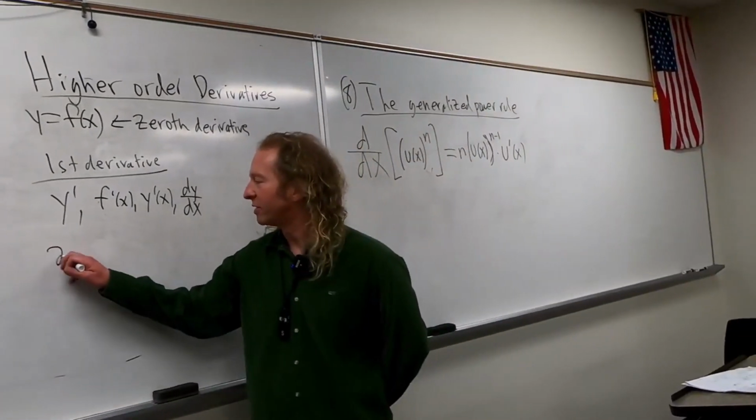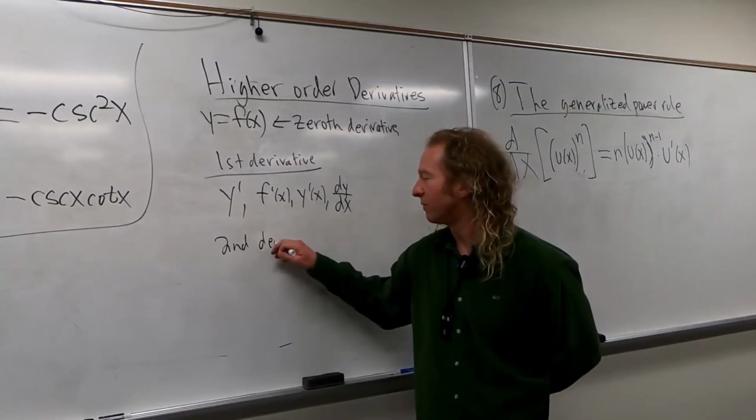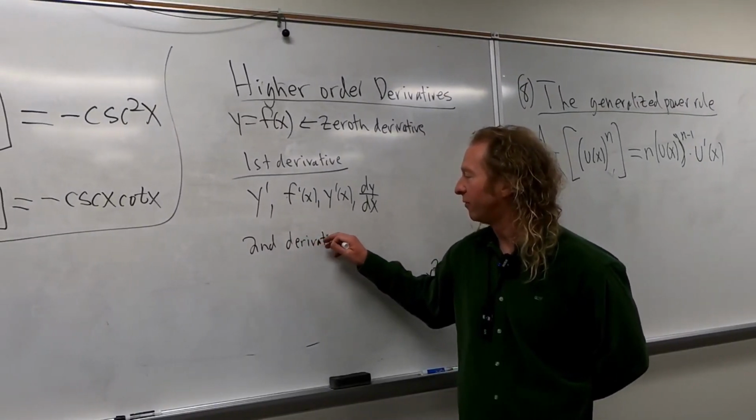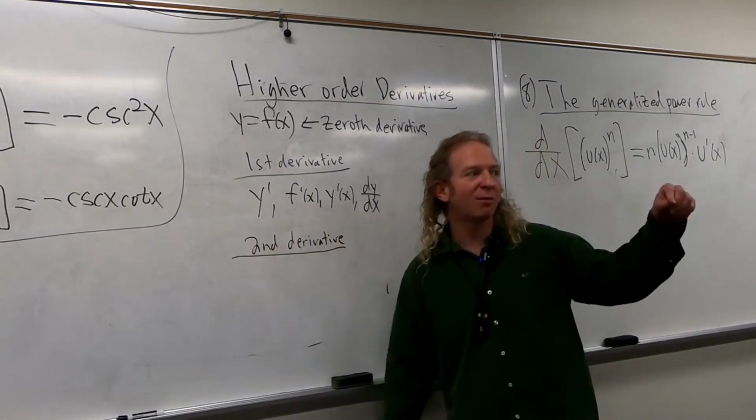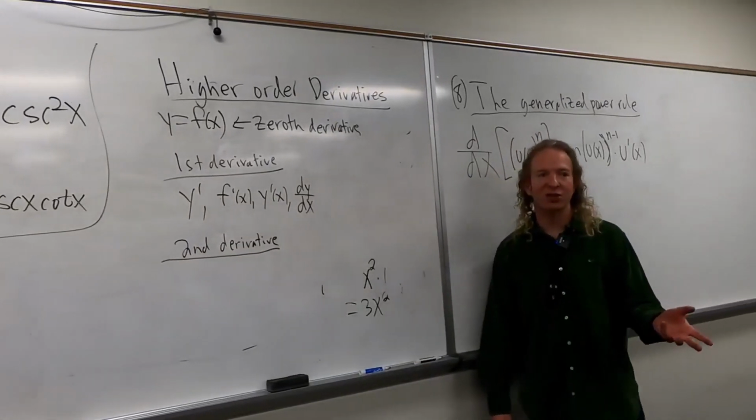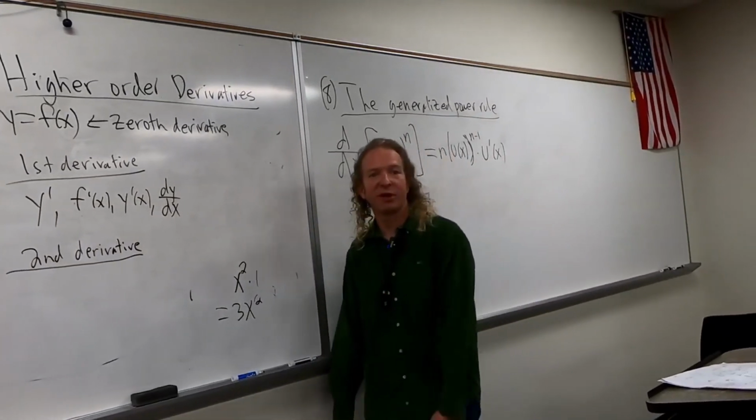Then we have the second derivative. Next time we'll learn something else too. We'll learn that if your function gives you the position of an object, the first derivative is actually velocity. That's next time, with the word problems.